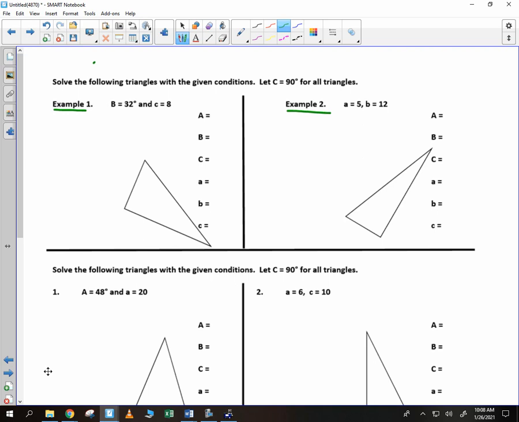We're going to always say that angle C is the 90-degree angle. Okay? The big letters are angles. The small letters are sides. All right? So this is angle C. We'll call this angle B. We'll call this angle A. Angle B is 32 degrees. So therefore, I'm going to write over here, C is 90 degrees, B is 32 degrees.